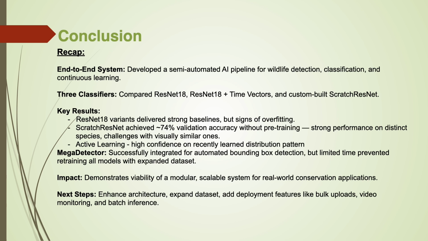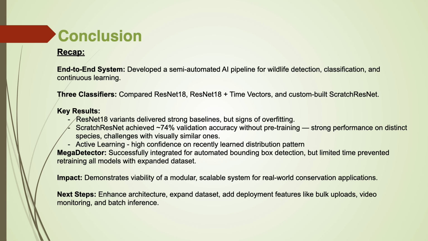Looking at the results we obtained, both ResNet 18 models gave strong baselines, although some overfitting was observed. The ScratchResNet model achieved about 74% validation accuracy without any pre-training. It performed well on distinct species, but had issues with species that looked very similar. Also, the active learning aspect yielded high confidence on a recently learned distribution pattern, which is then used to report uncertainty on new samples that will require human annotation.